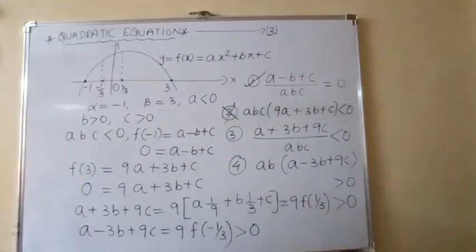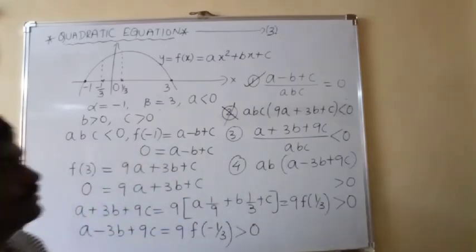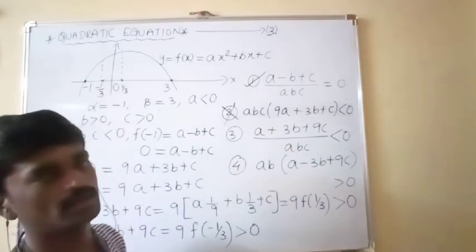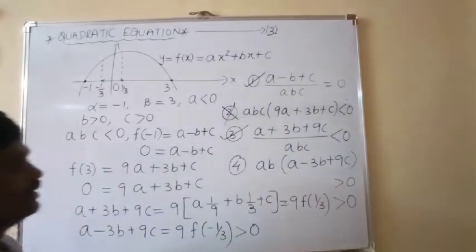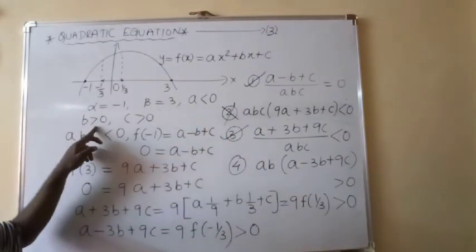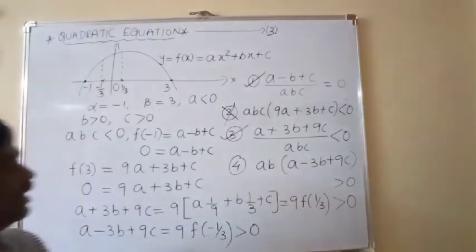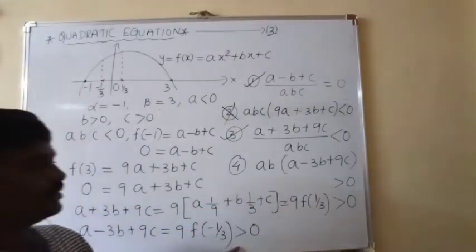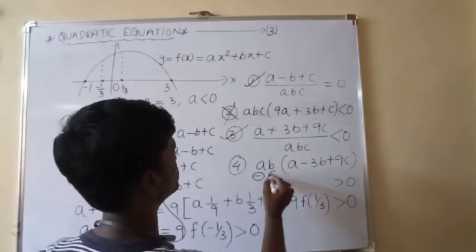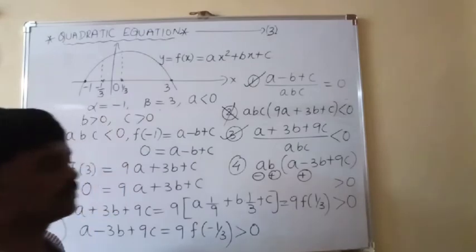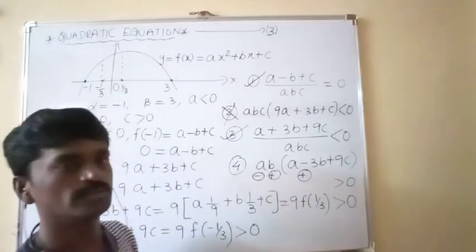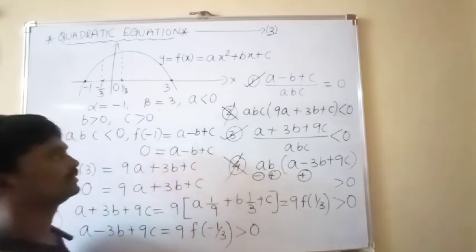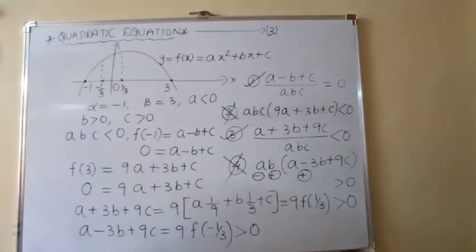Next, look at the third option. A plus 3b plus 9c value, what we got? Positive value. What is a into b into c value? Negative value. Positive value by negative value, what will you get? Negative. So third option also correct. Next, what is a? Negative. What is b? Positive. So a into b is negative. And a minus 3b plus 9c value, what we got? Positive. So this is negative, this is positive, this is also positive. So product will be what? Negative. But it is given greater than 0. So fourth option is wrong. So thus which options are correct? First option and third option. Okay.